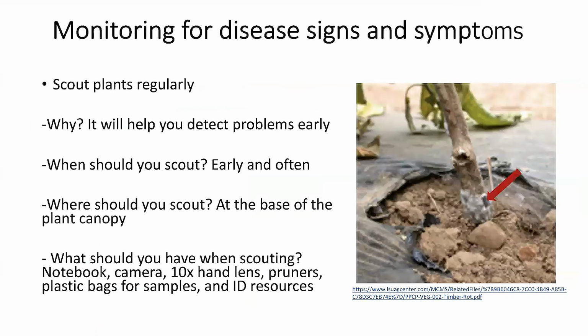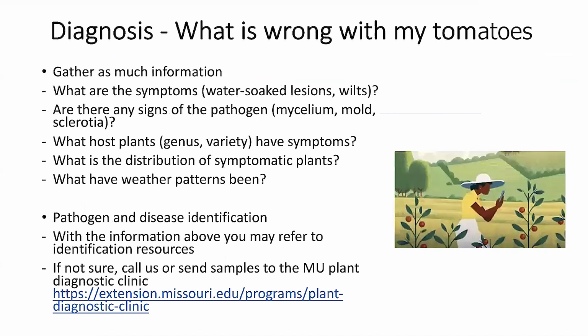It's a good practice to monitor for disease signs and symptoms because that is how we detect any problems that we might have out in the field or high tunnel. And so it is good to scout early and often, and scouting should be done at the base of the plant. I have a picture here on the right just to show an example sign associated with timber rot, which is the appearance of white mold at the base of the plant canopy. And so when scouting, you may want to have with you a notebook, a camera, a hand lens, pruners, plastic bags for samples, as well as identification resources.